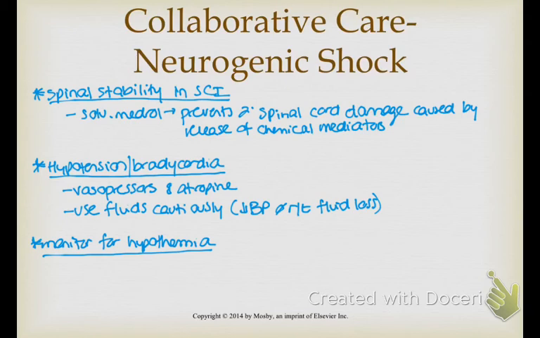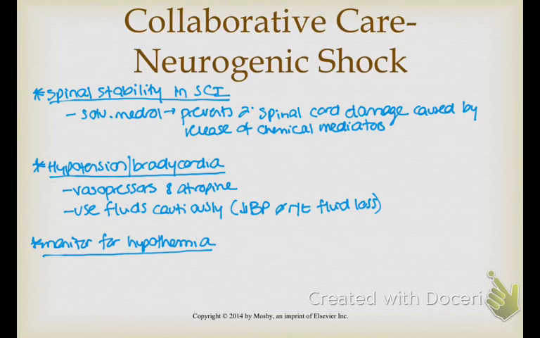And again, neurogenic is a little bit different because unlike the other shocks where the body tries to compensate, because that SNS activates, the sympathetic nervous system activates itself, and it's trying to compensate to increase perfusion, to help protect those organs. Well, with neurogenic, they don't get that SNS activation. So they have different symptoms. They're going to be bradycardic and hypotensive. So we're going to treat that. Vasopressors, right? The dopamine, the dobutamine, kind of increase that contractility.